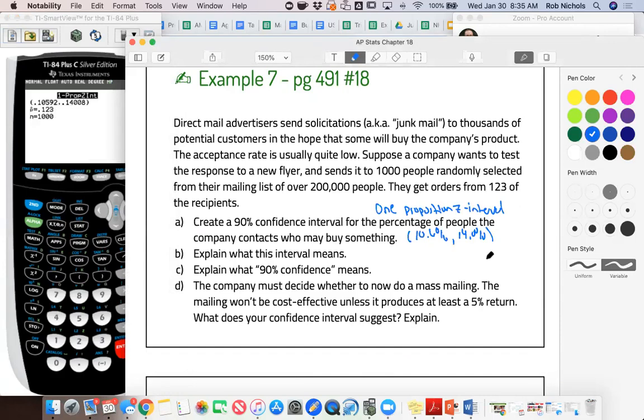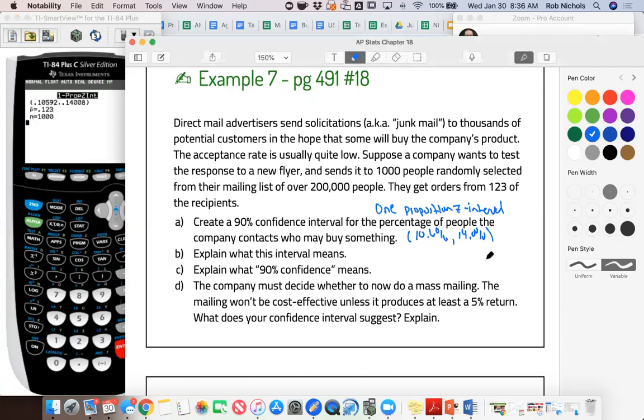Okay, so B, explain what this interval means. So I would write the following sentence. We are 90% confident that between 10.6% and 14.0% of the people will respond to the new flyer.